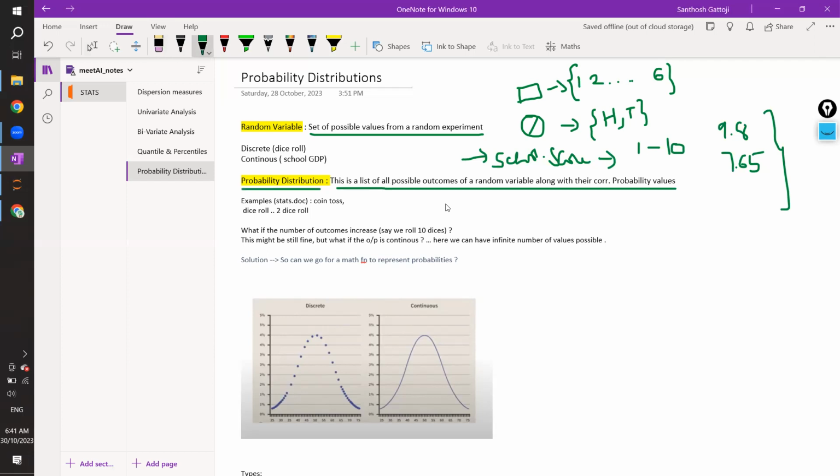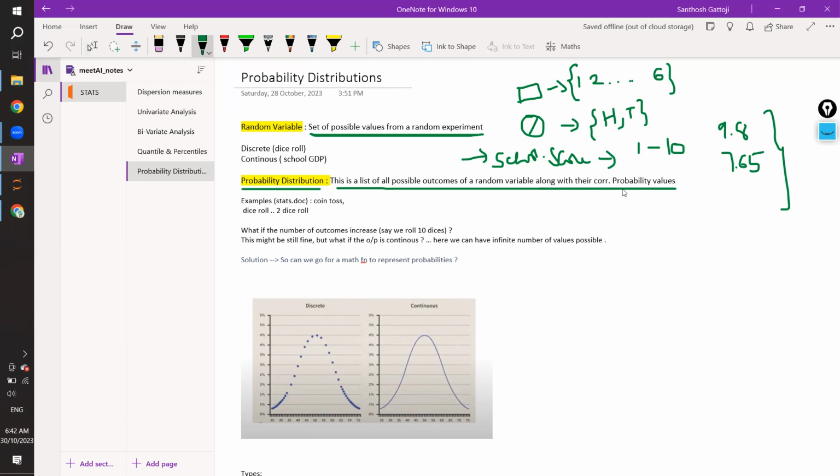Okay, let me read it again. Probability distribution is nothing but a list of all possible outcomes of a random variable. Same thing we studied here, the set of possible values in a random experiment. But the only addition is along with their corresponding probability values. In a probability distribution, for each random variable value, you'll also have its corresponding probability value.